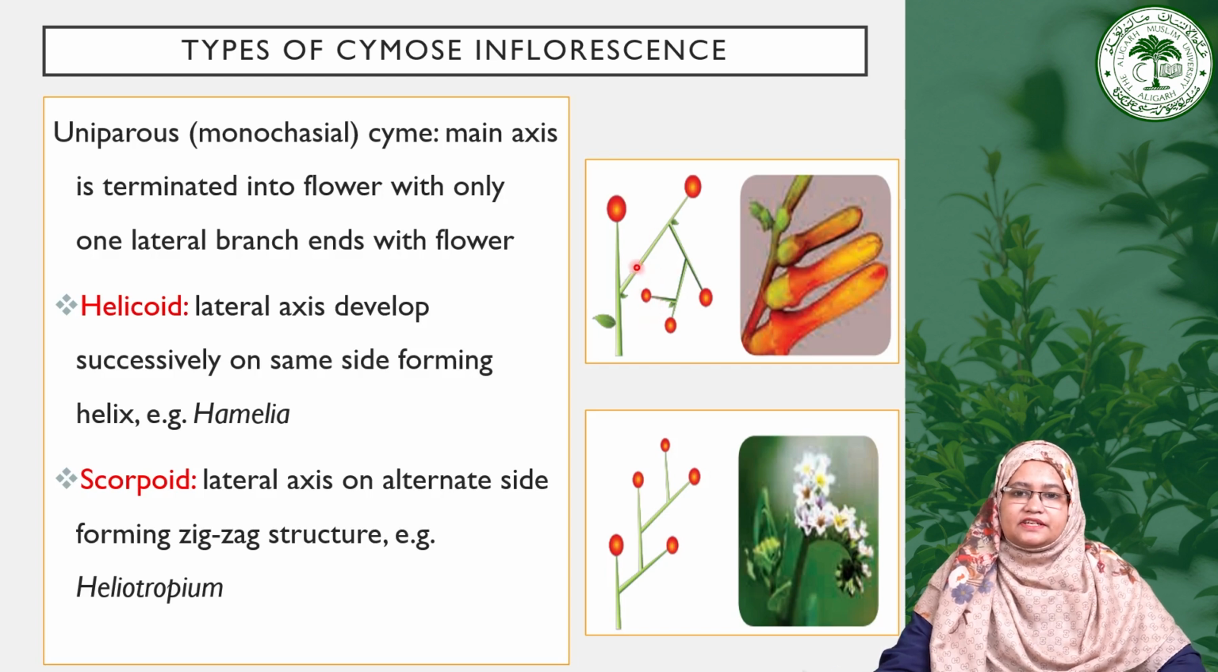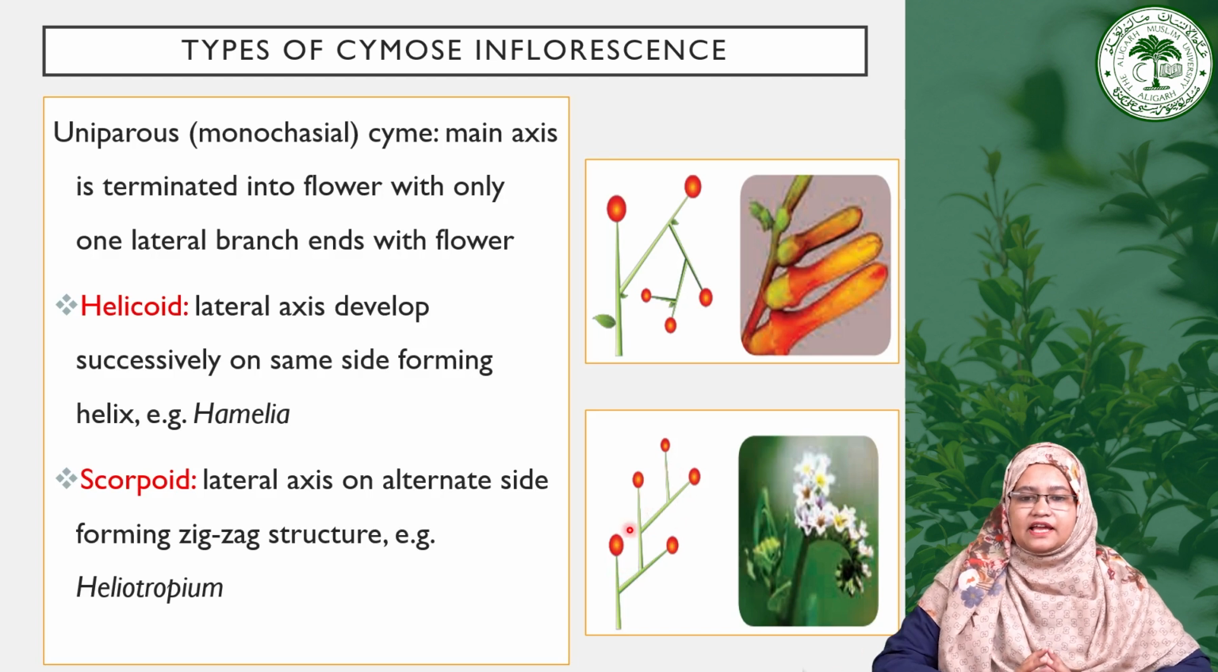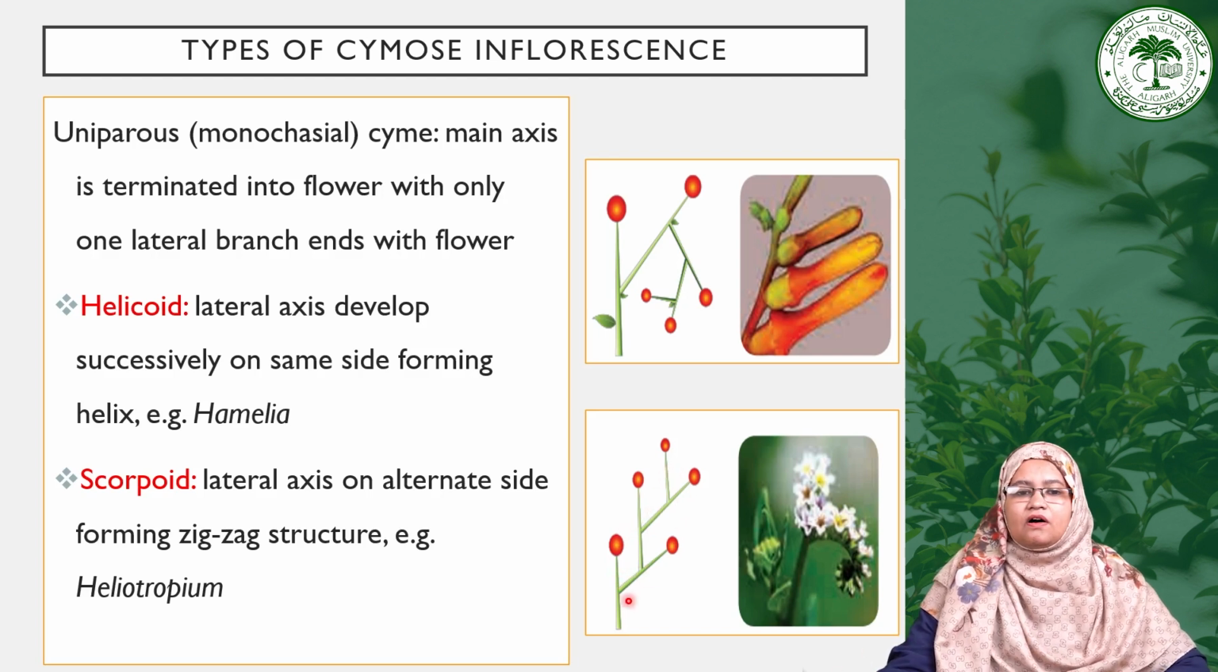In this, branching is on only one lateral side, producing a helicoid structure. So there is always branching on the same side, forming a helix. That's why it is called helicoid. While in the second case, the branching is in a zigzag manner, on alternate sides. That's why it is producing a zigzag structure, as you can see here. It is also called scorpioid, because the flowers are arranged in a scorpioid manner.